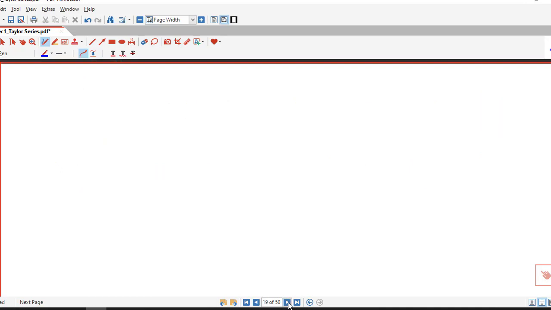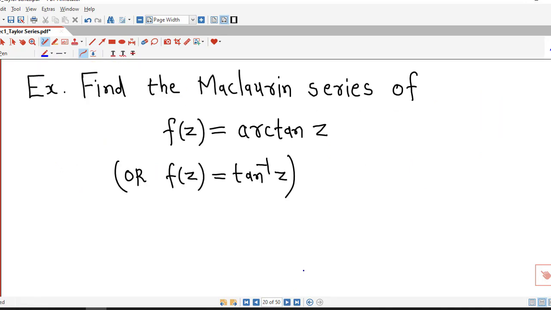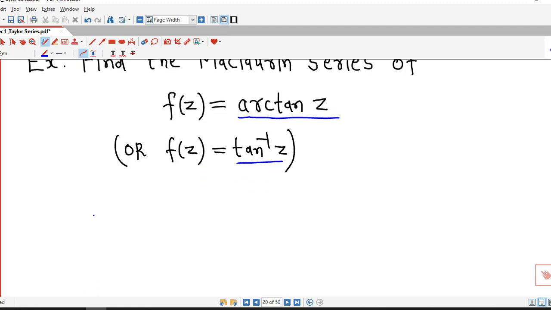We consider one more example. Find the Maclaurin series of f(z) equal to arctan z, that is, the inverse tangent function. f(z) is nothing but tan inverse z. So to find the Maclaurin series of tan inverse z, we can go directly by the formula of the Maclaurin series, or another way is this: we have f(z) equal to tan inverse z.